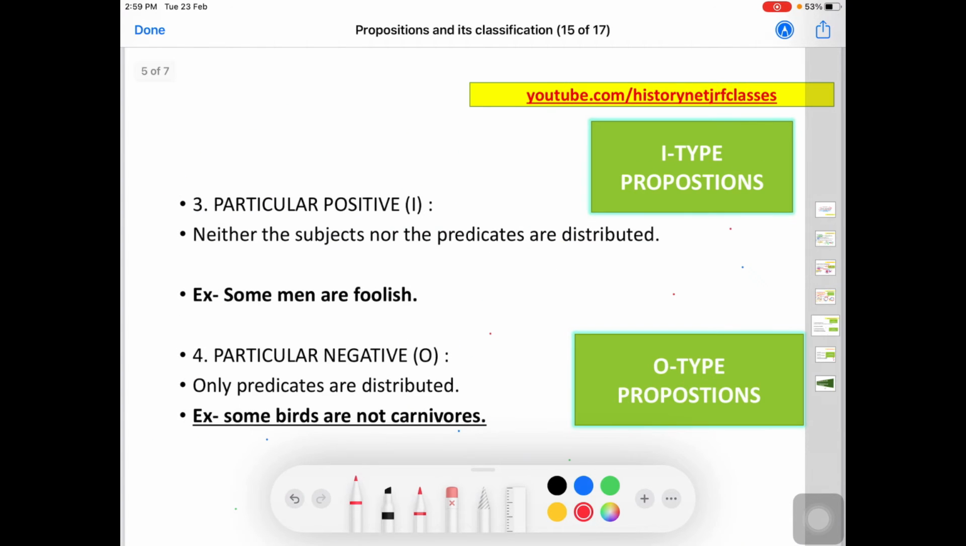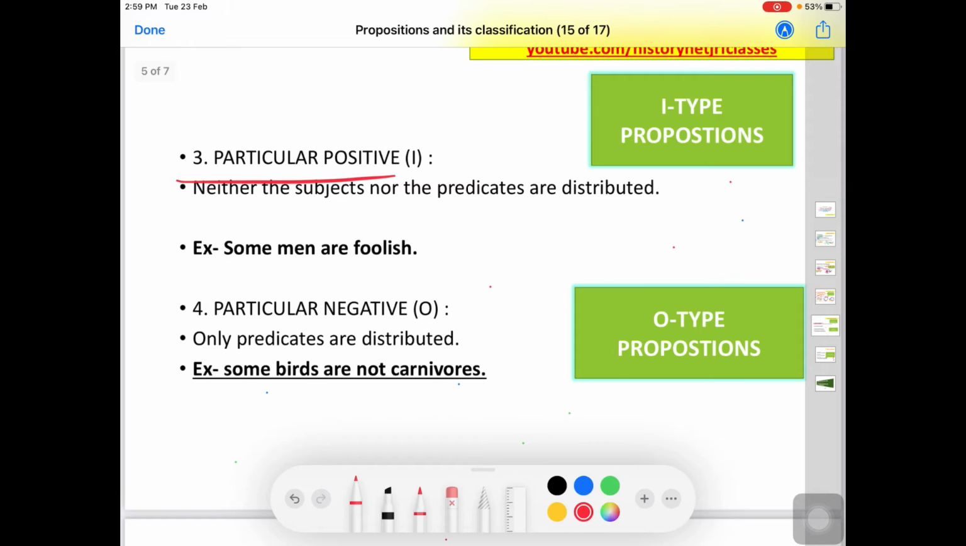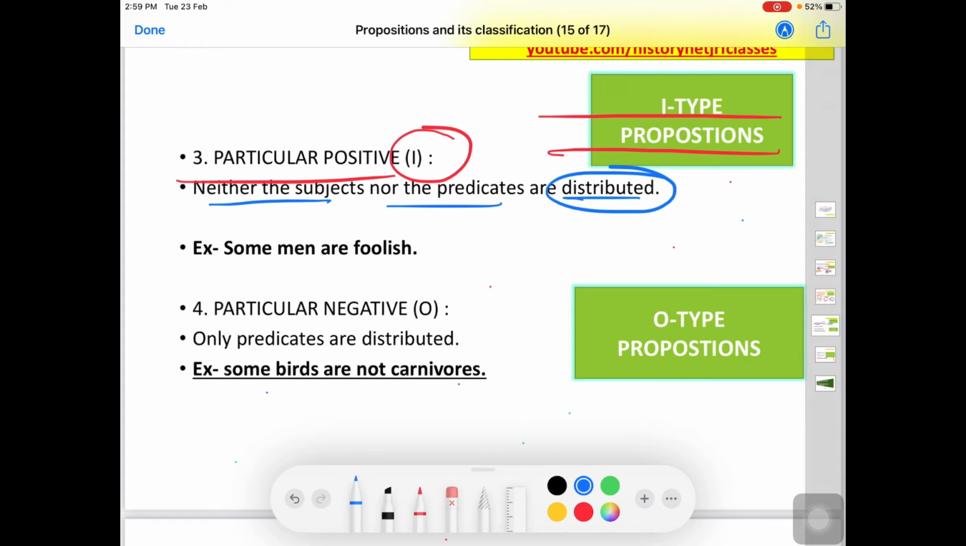Next we have particular positive. It is denoted by I. That is why it is also known as I type proposition. In this, neither the subject nor the predicate is distributed. We will understand it with the help of an example.